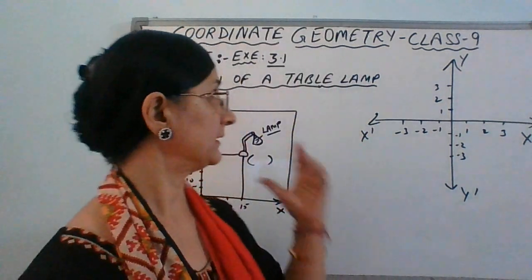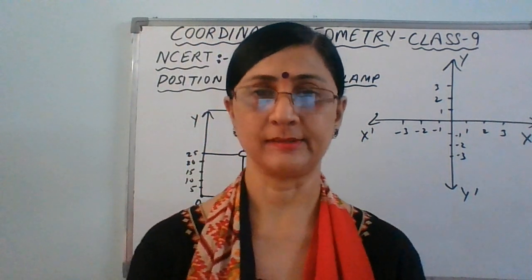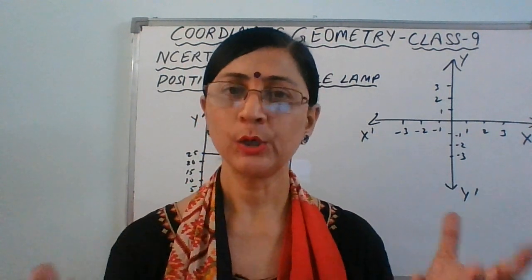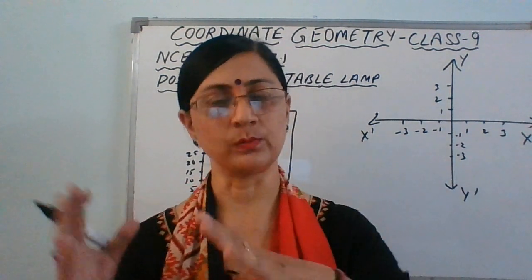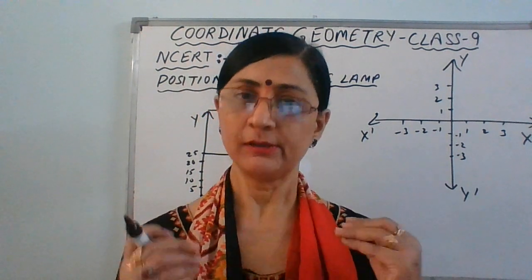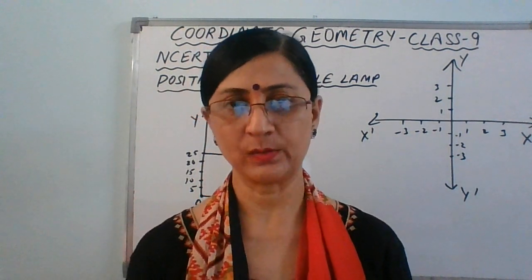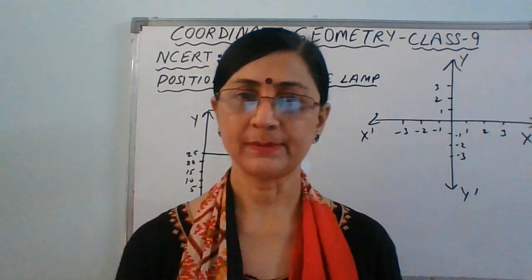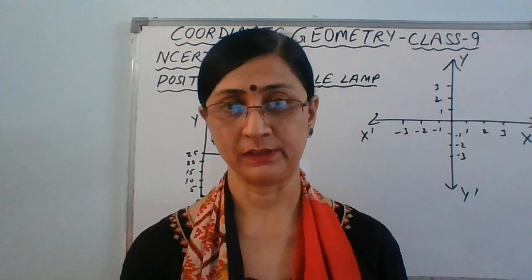So here I am with the third chapter of class 9, coordinate geometry. Geometry means you have to draw something, right? Coordinates means x coordinate, y coordinate, z coordinate. If it is two-dimensional, we have x and y coordinates. Coordinates means those points, right? Then if we have a three-dimensional figure, there will be a z coordinate also, right?